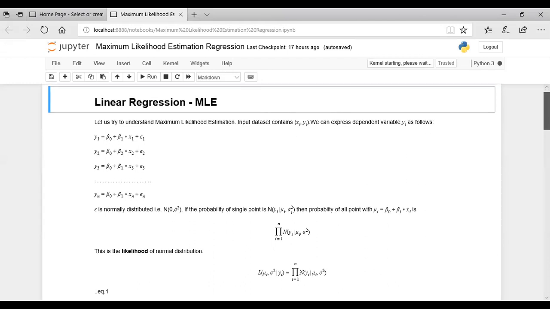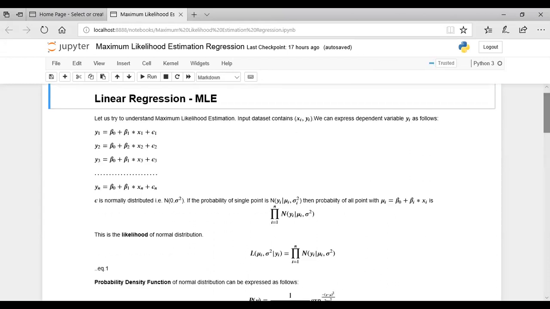Okay. Linear regression with MLE. I am considering this expression, that is y is equal to beta 0 plus beta 1 x1 plus epsilon 1. y1, y2, y3, yn are the data points we are getting from the data sets. Beta 0 is the constant term, the intercept you can consider. Beta 1 is basically the gradient, or the slope, and epsilon 1, epsilon 2, epsilon 3 are basically the error terms.